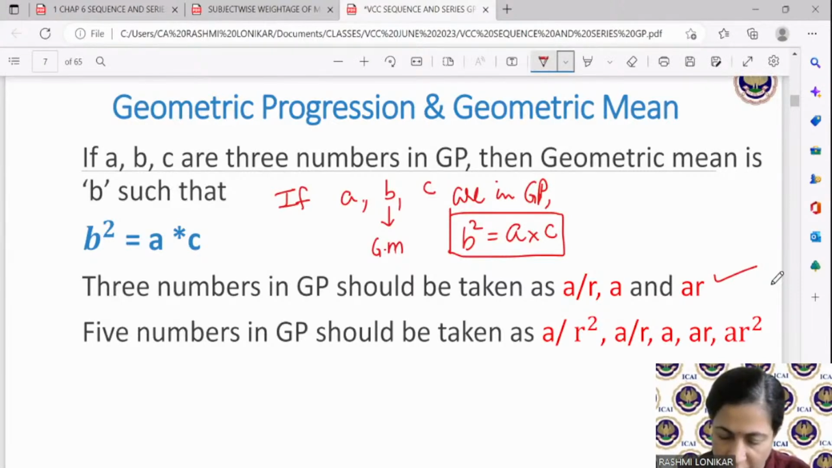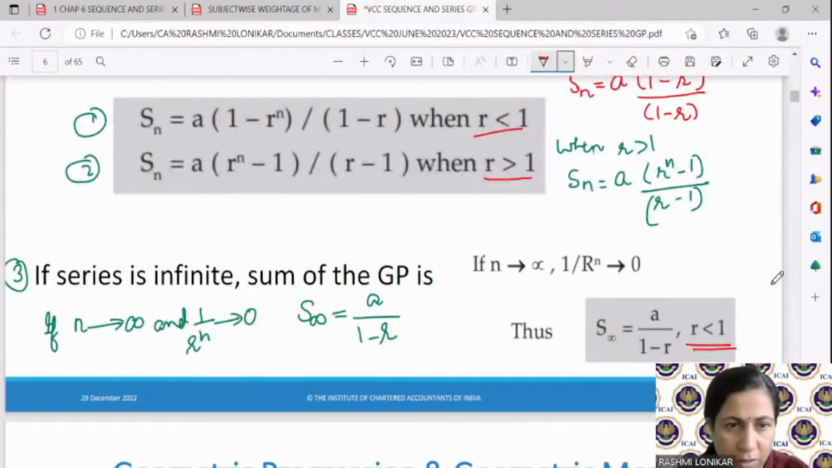Yes, clear? In the previous slide, this third point: if the series is infinite, what does that mean? Suppose I have this kind of series.